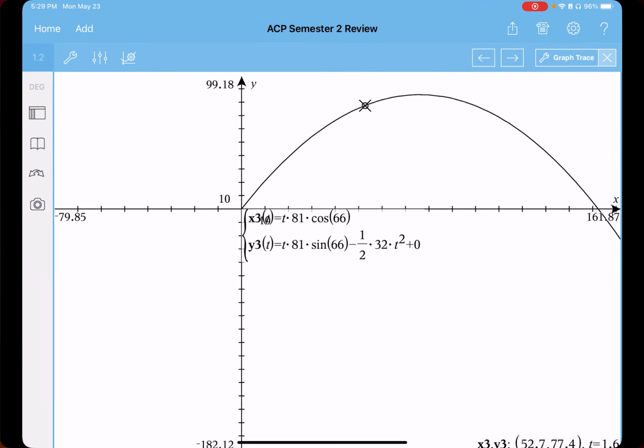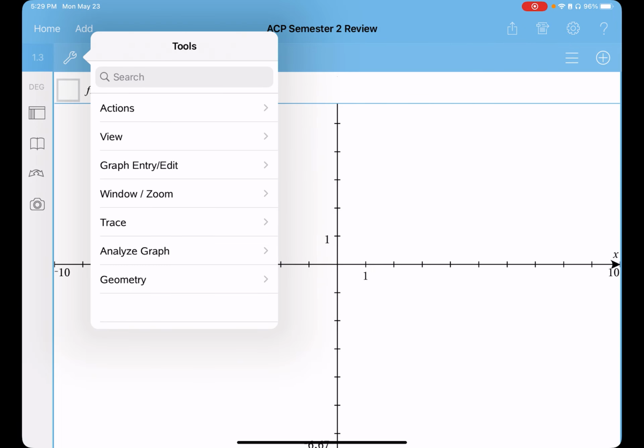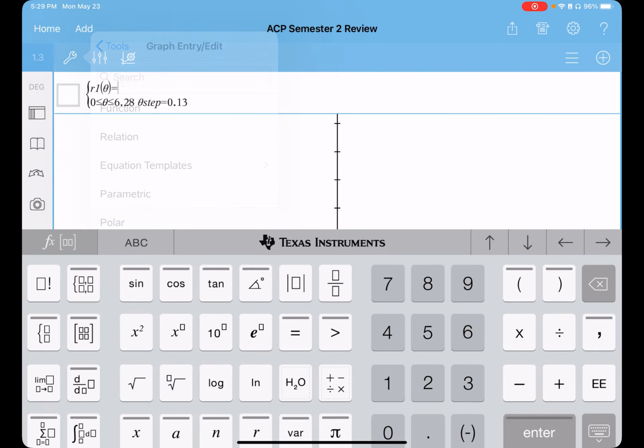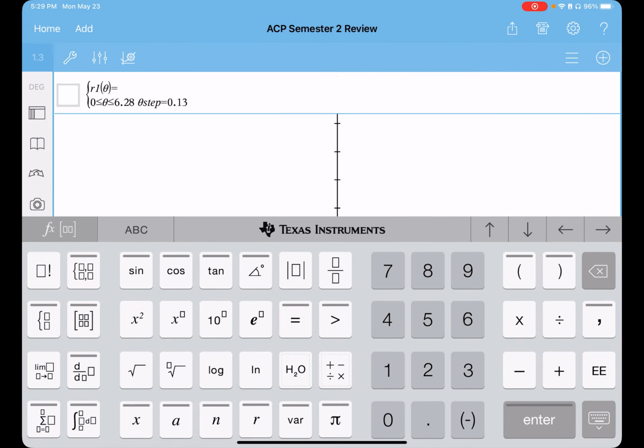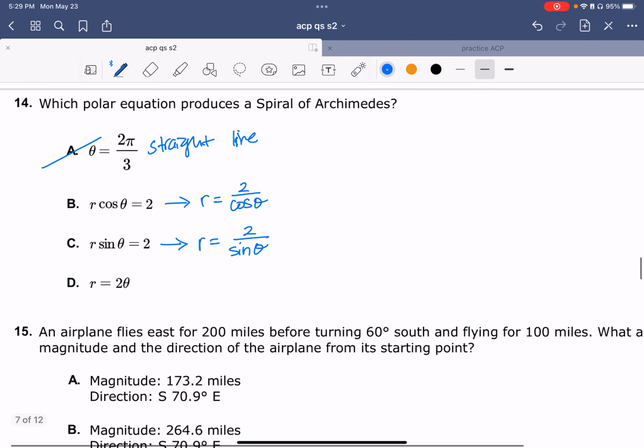Now, if you remember how to graph, I'm going to open up a new graph, and you do menu, graph entry, and you're going to do polar, because this is the polar graph. Notice that it's R1 theta, meaning you got to put R equals. B and C are not R equals, so you're going to need to solve for R so you can actually graph it. So what you could do is divide both sides by cosine, and so you would get 2 over cosine theta, and the same thing for the other one, it would be 2 over sine theta. The last one is already in R equals.